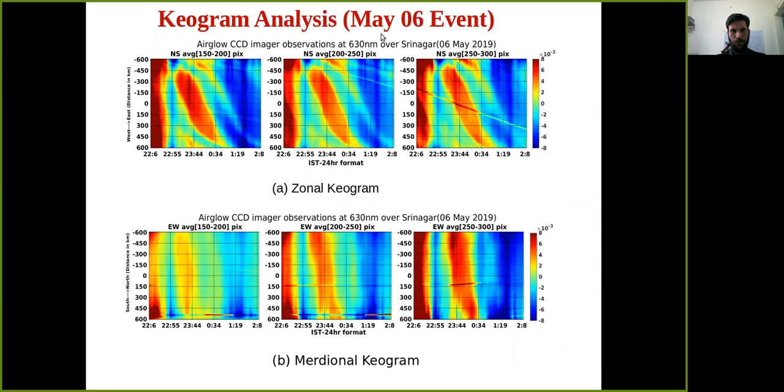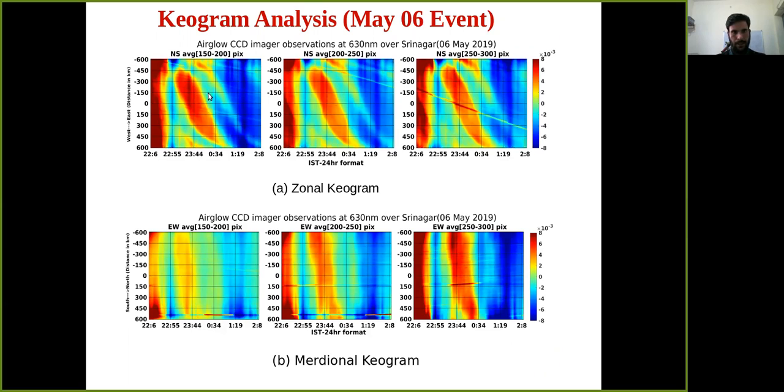For example, we have shown for the May 6th event the zonal keogram, where we have kept the north-south fixed, and we are looking at the east-west motion. So these irregularity features are moving towards west with time. This is the time axis, and this is the east-west distance, with 00 representing Srinagar, the overhead zenith of Srinagar.